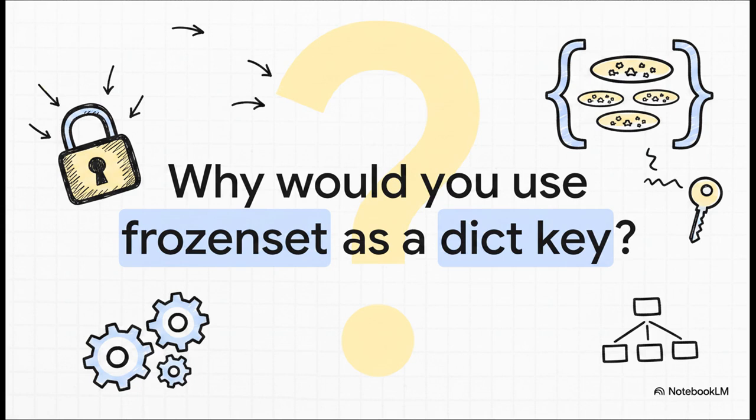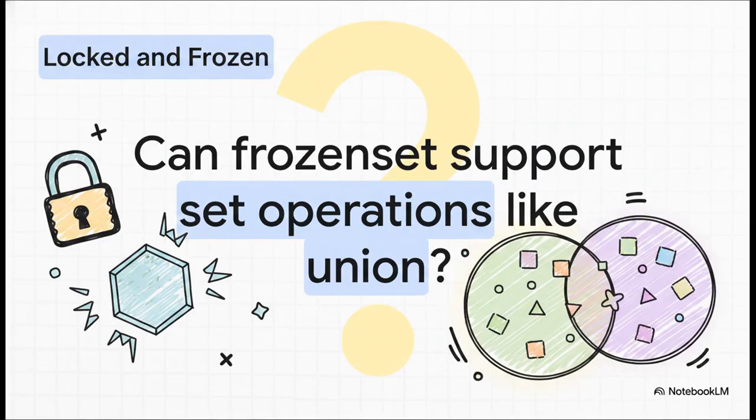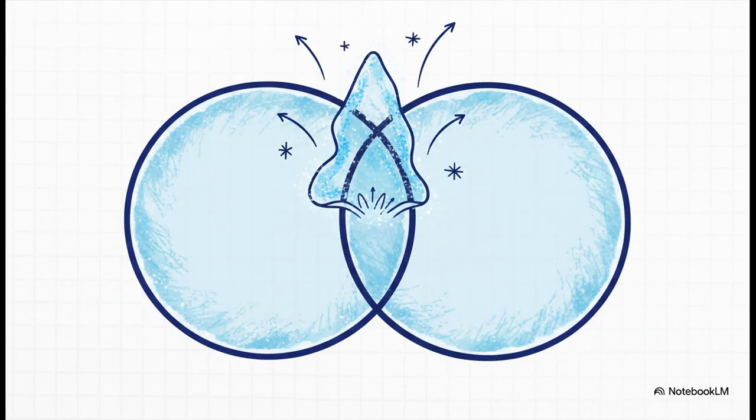Question 2. Why would you specifically need to use a frozen set as a dictionary key? Because it is fundamentally hashable. Its immutability guarantees a stable hash value. A regular set can change, which makes it unhashable and completely useless as a dictionary key. Next up, question 3. Since it's locked in frozen, can a frozen set still support math operations like unions? Absolutely, yes. All your read-only set operations, union, intersection, difference, they all work perfectly. You just get a brand new frozen set returned to you, leaving the original completely untouched.